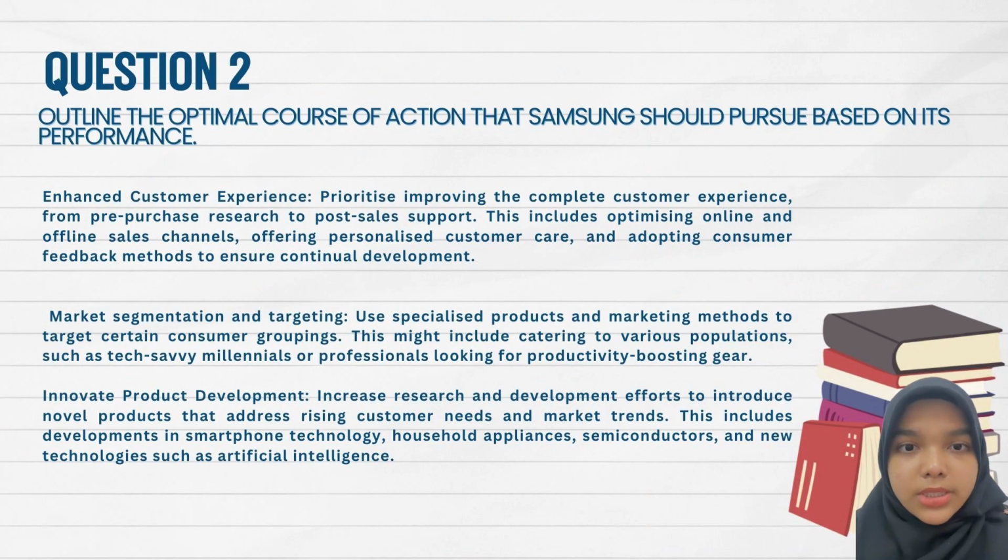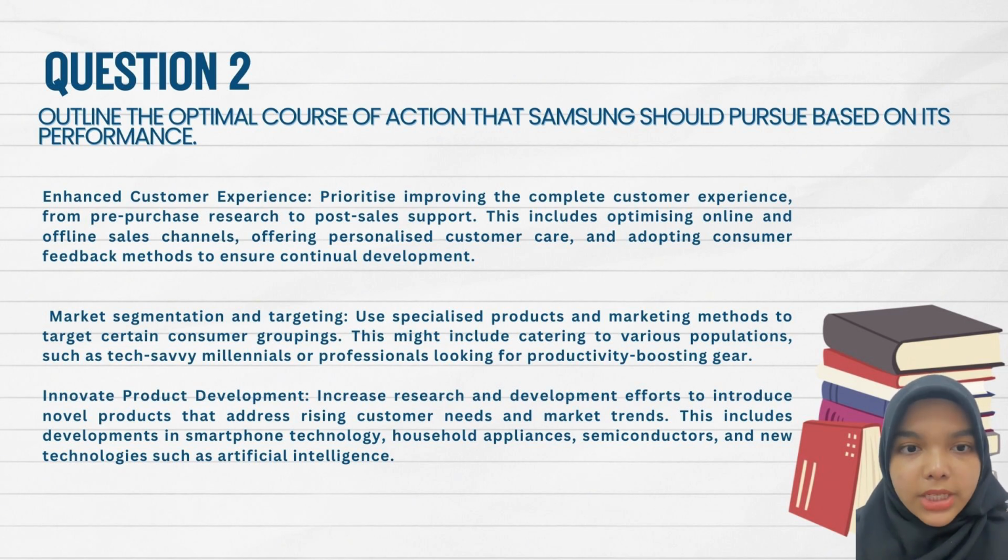For the second question, outline the optimal course of action that Samsung should pursue based on its performance. For the first one, innovate product development. Increase research and development effort to introduce products that address rising customer needs and market trends. These include developments in smartphone technology, semiconductors, household appliances, and new technology.